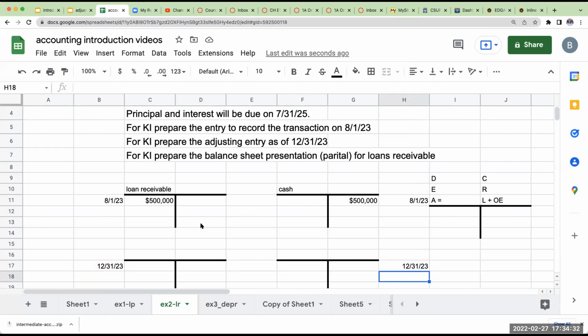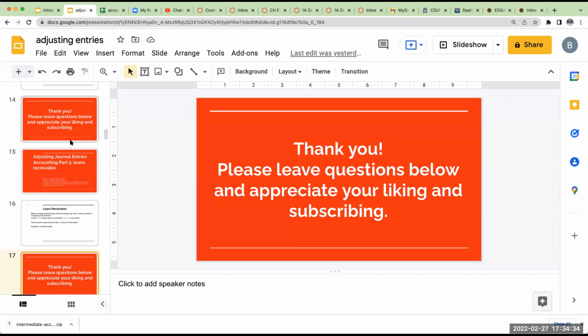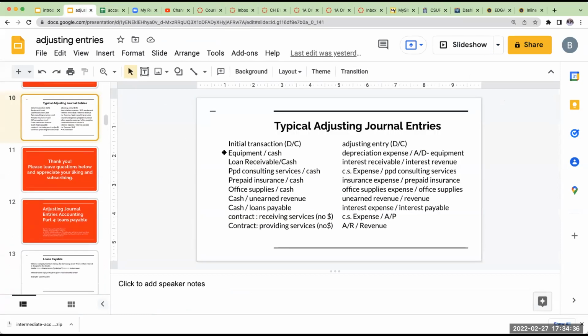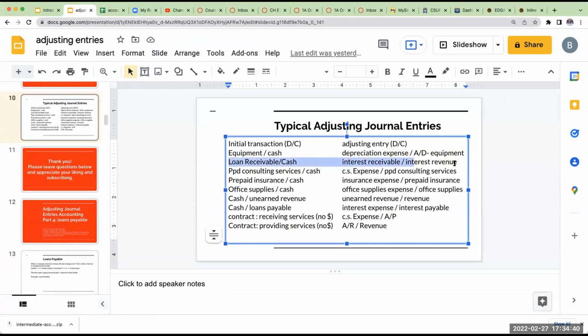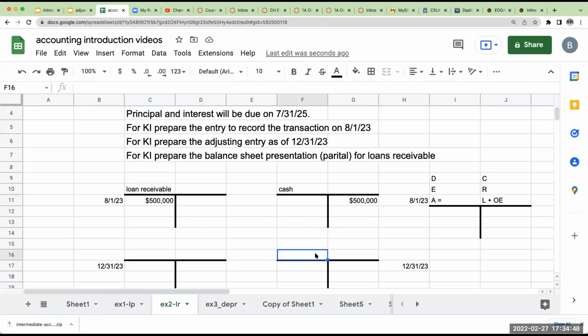So what I need to do is, what do we do? Well, we're going to come over here, and if we look at the typical adjusting journal entries, if I loan money to somebody, I'm going to be debiting interest receivable, and I'm going to be crediting interest revenue. Okay, so revenue, how do I record it with a credit? They'll sometimes call it interest income, same thing. Over here, I'm going to debit interest receivable.